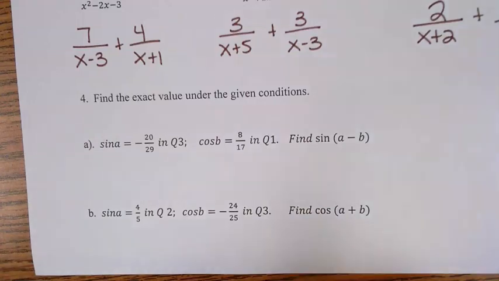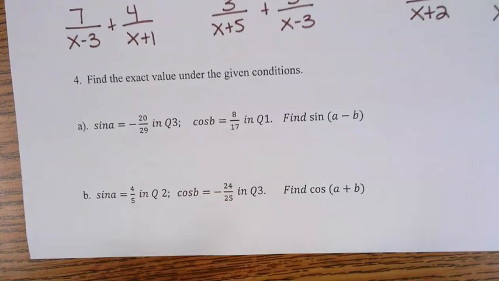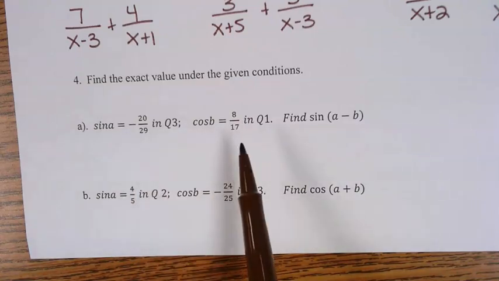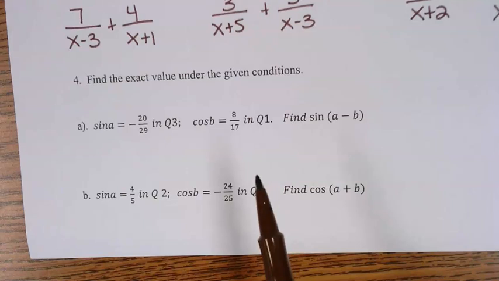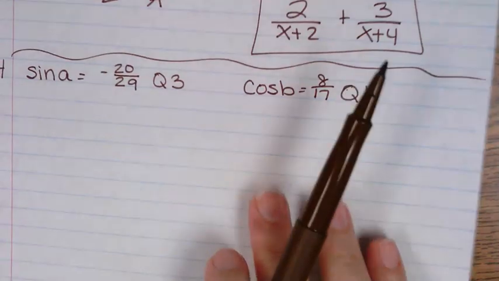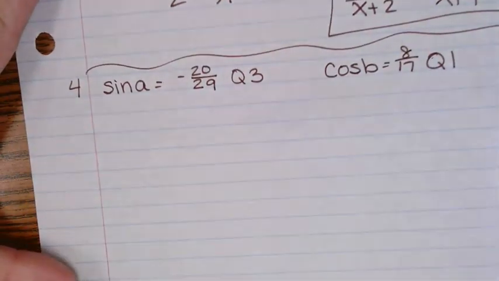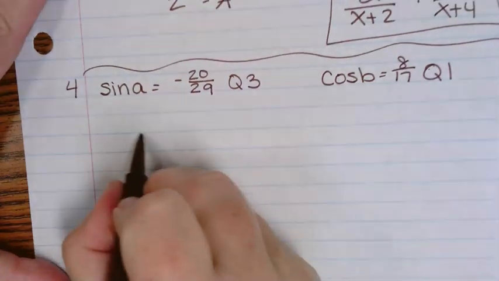Hey guys, so here is the next question for your performance final review. This is going to be the sum and difference equation. So here we go. I'm going to use a separate sheet of paper. What we're going to do here is make two triangles. So we're in quadrant 3.